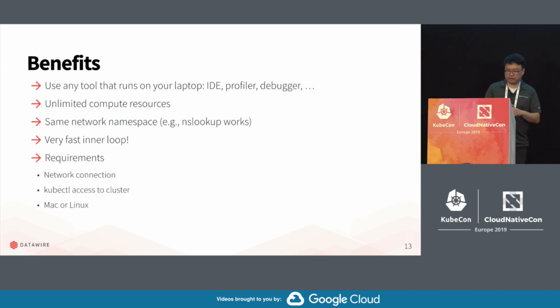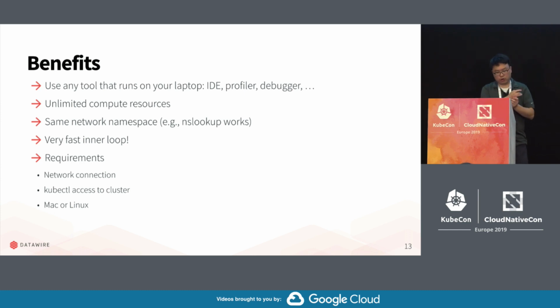So the benefit is you can use any tool that runs on your laptop, right? Whether it's an IDE, profiler, debugger, it doesn't matter. You get effectively unlimited compute because most of your stuff is running in the cloud. You get the same network namespace, so your local application is running in the same network namespace as everything in your cluster. You get a very fast inner loop because we've eliminated the Docker build, Docker push step, right? But there's no free lunch, right?